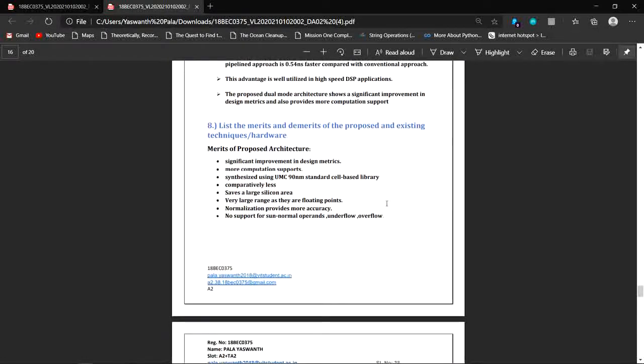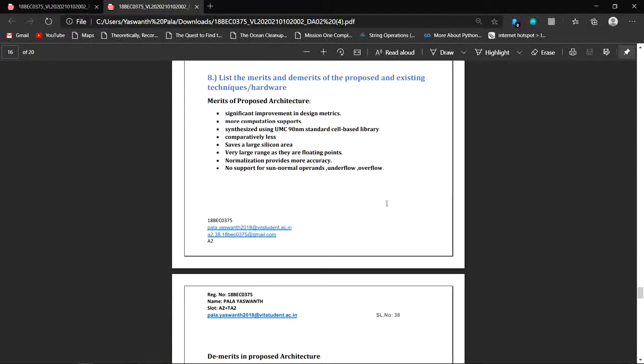And number 8 is to list the merits and demerits of the proposed and existing techniques and hardware. So the merits of the proposed architecture and how they differ from the existing architecture is somewhat similar to the advantages we discussed in the previous question. I have some of the data showing how accurate the merits proposed in the architecture are, with some of the key components, or you can say the key materials used, or even the particular parameters defined for the materials, which give it a better advantage than the existing architecture.